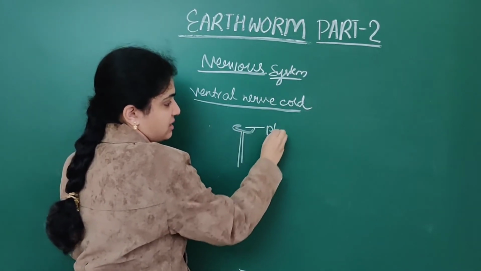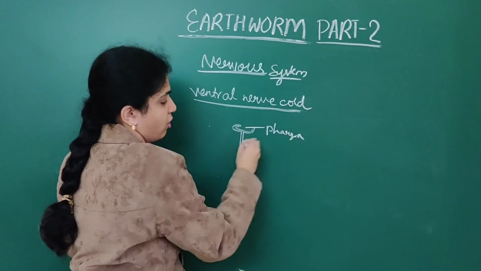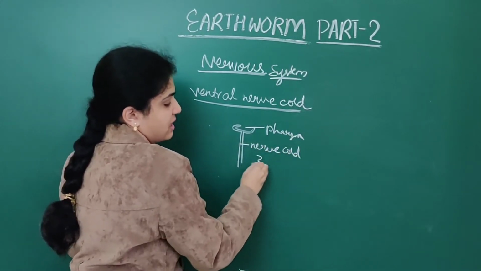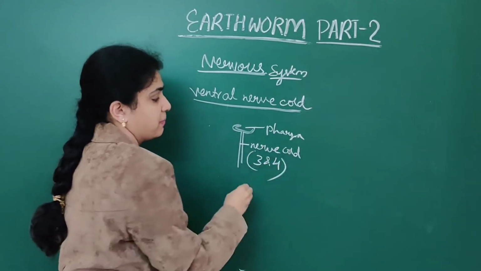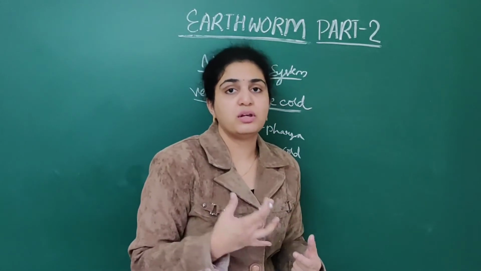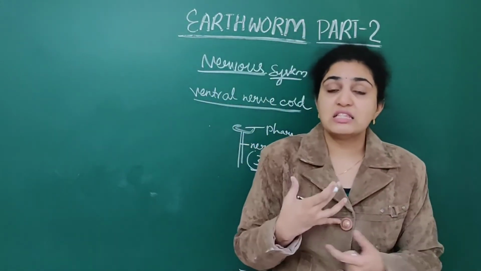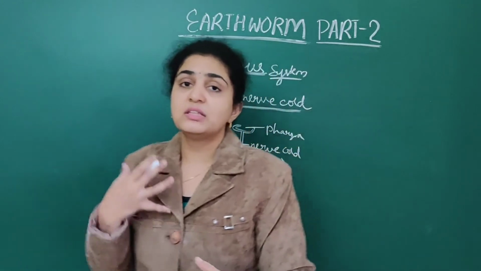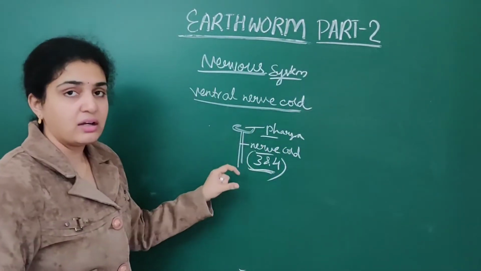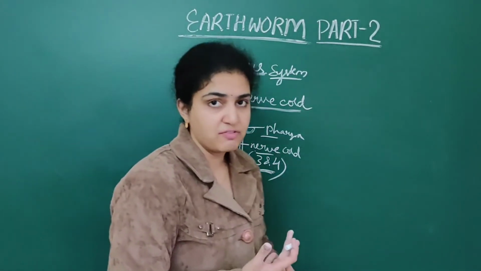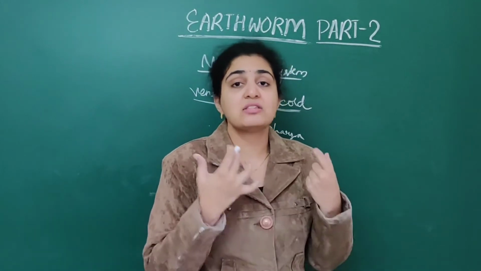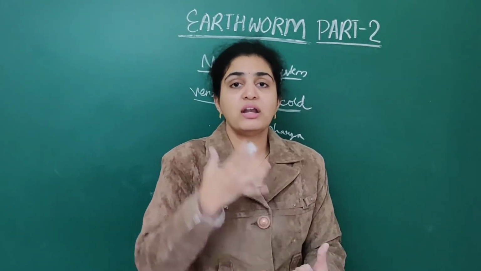Suppose this is the pharynx, this nerve cord will come and encircle the pharynx in the third as well as fourth segments. So this ventral nerve cord is very useful. That is, it helps in transmission of impulses from the third and fourth segments through the ventral nerve cord, as it encircles the pharynx. So mainly numerous ganglia as well as the ventral nerve cord are present.